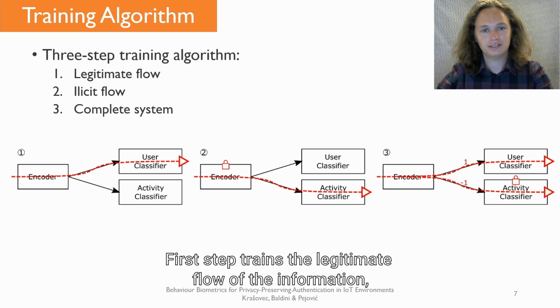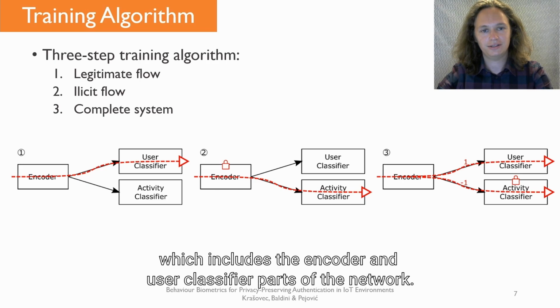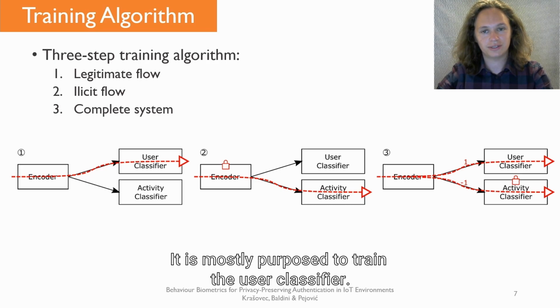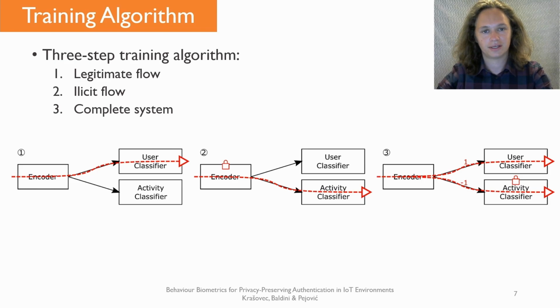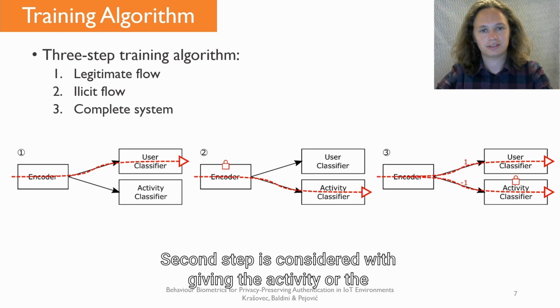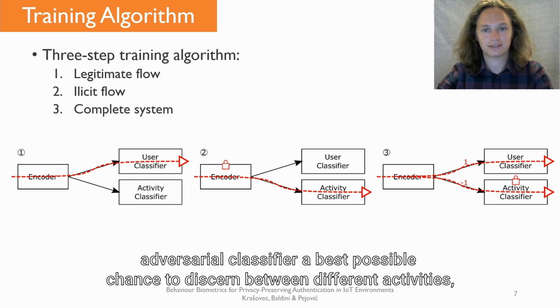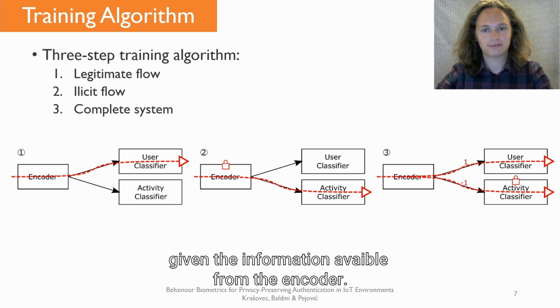The first step trains the legitimate flow of the information, which includes the encoder and user classifier parts of the network. It is mostly purposed to train the user classifier. The second step is concerned with giving the activity or the adversarial classifier the best possible chance to discern between different activities given the information available to the encoder.